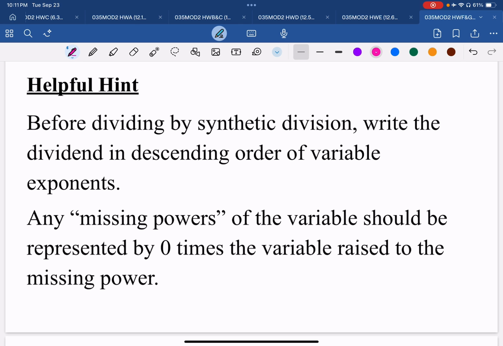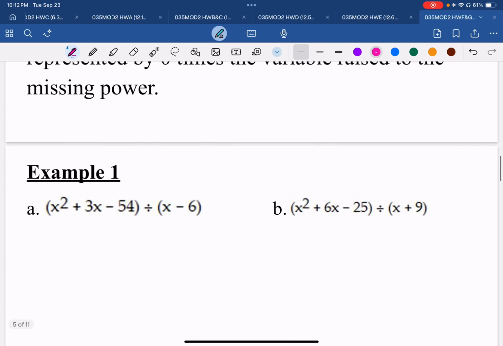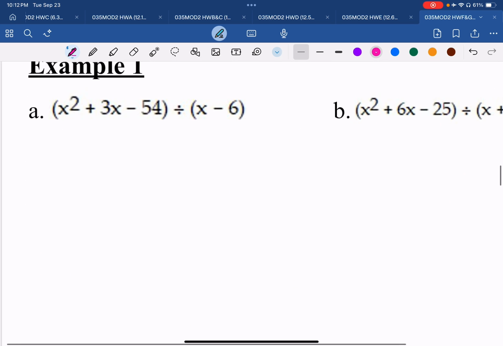Before looking at the synthetic division, you want to make sure that everything is in descending order. We want to make sure that our variables are all lined up, just like we did with long division. We also want to make sure we're not missing any power. If we are, we've got to have those 0 placeholders, just like we did in long division. All right, so let's look at example 1.